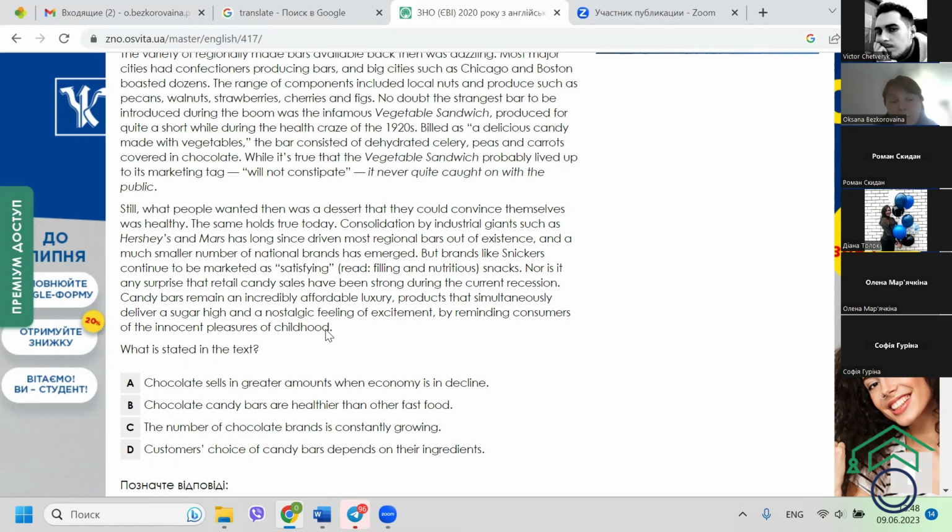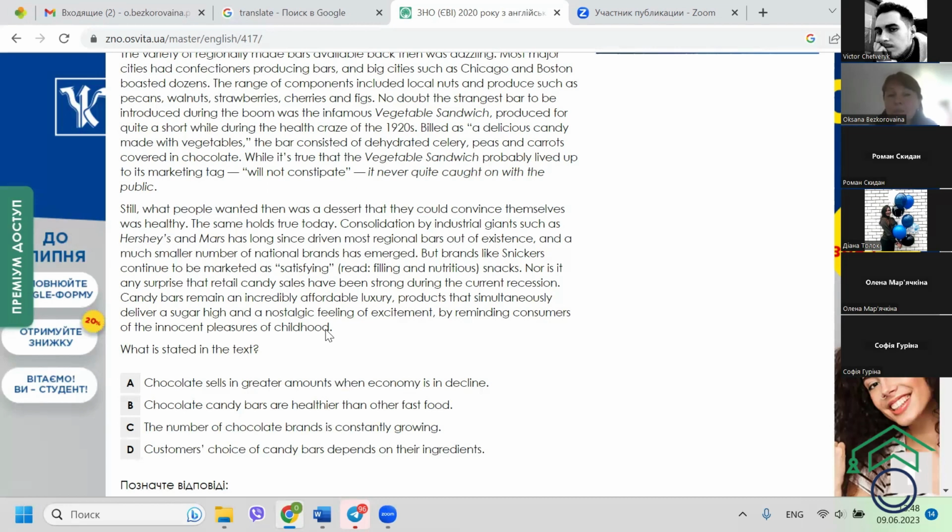Still, what people wanted then was a dessert that they could convince themselves was healthy. The same holds true today. Consolidation by industrial giants such as Hershey's and Mars has long since driven most regional bars out of existence.